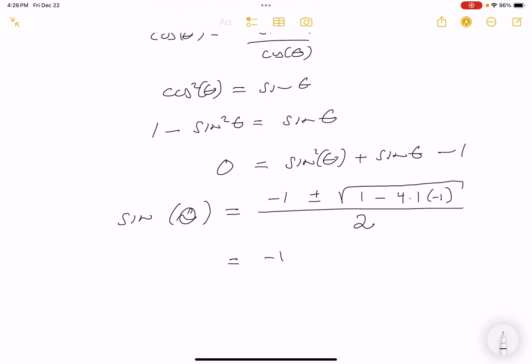You get -1 plus or minus. This is going to be what? That's going to be 5, right? Let me make sure of that. I get 1 plus 4 is 5. Yeah, that's pretty reasonable. And this is sine of theta.